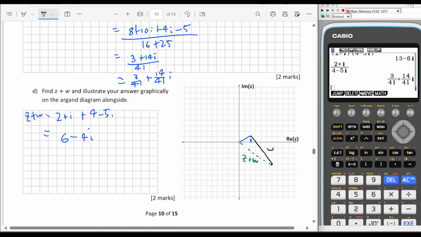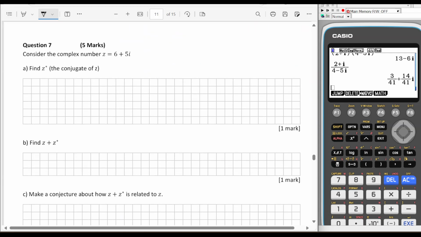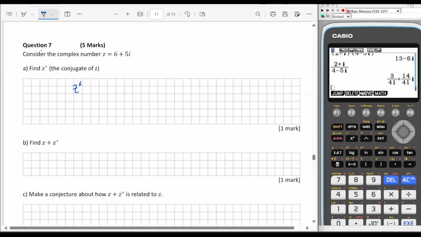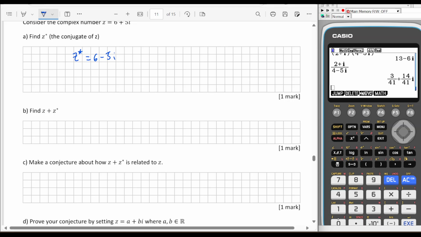And I guess we'd better put a scale on here. So 5, 5. And you can see that it is 6 take 4i as well. Minus 5 and minus 5. Pretty much exactly how you'd add vectors. Find z star, the conjugate of z, is 6 take 5i. Find z plus z star. So z plus z star is 6 plus 5i plus 6 take 5i, which is 12.